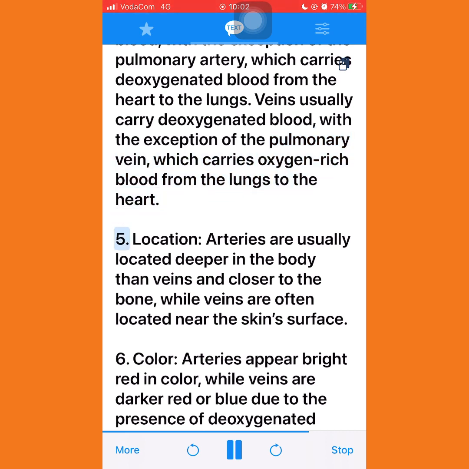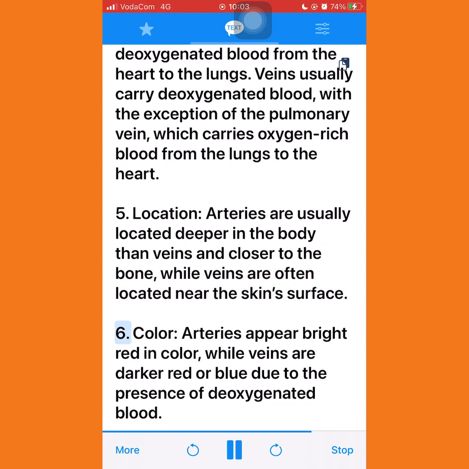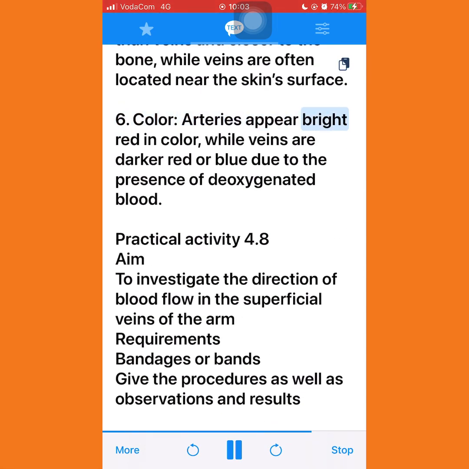the heart. 5. Location. Arteries are usually located deeper in the body than veins and closer to the bone, while veins are often located near the skin surface. 6. Color. Arteries appear bright red in color, while veins are darker red or blue due to the presence of deoxygenated blood.